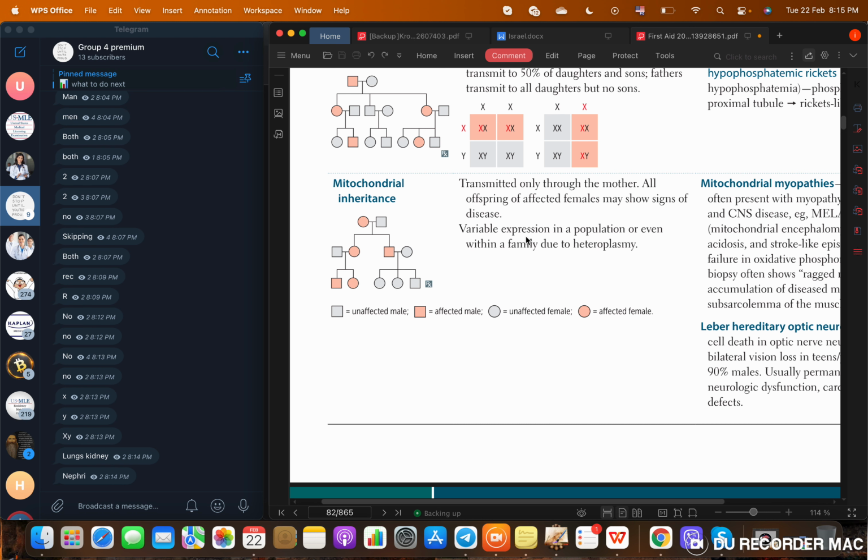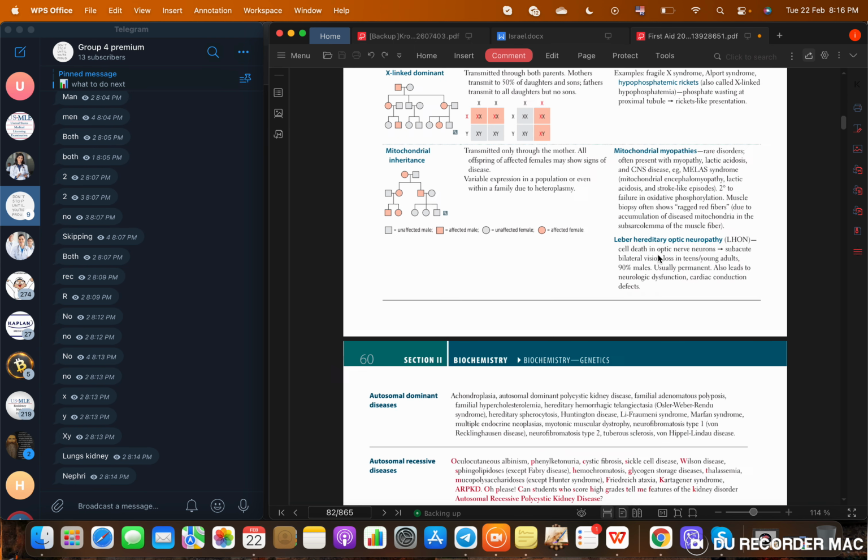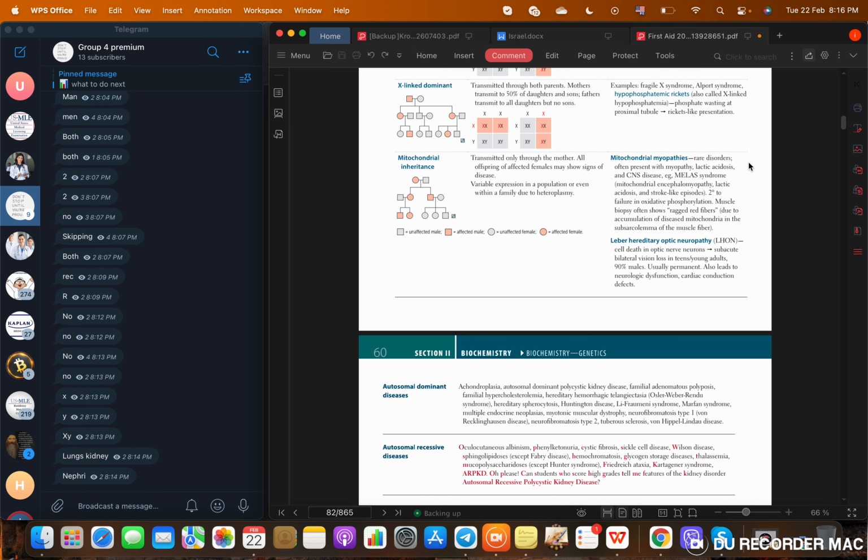So it's variable expression in the population or even within the family due to heteroplasmy. Because we don't like to use variable expression, we use instead heteroplasmy, which basically represent how many of the mitochondria are affected inside of one cell, right? The more affected, the more heteroplasmy, the more symptoms we are going to occur.